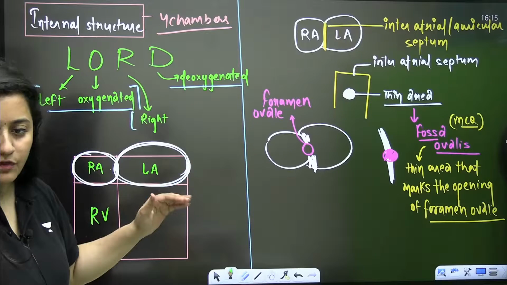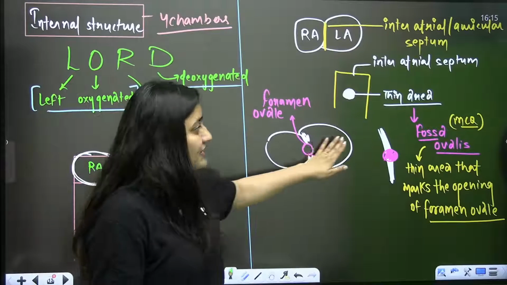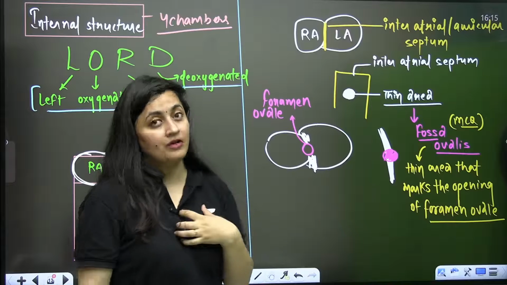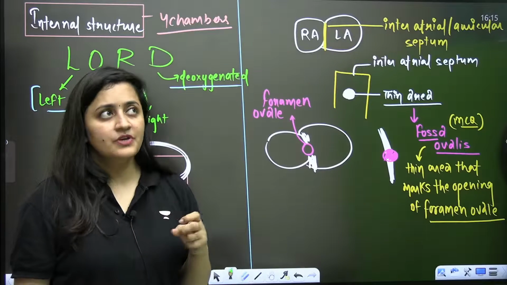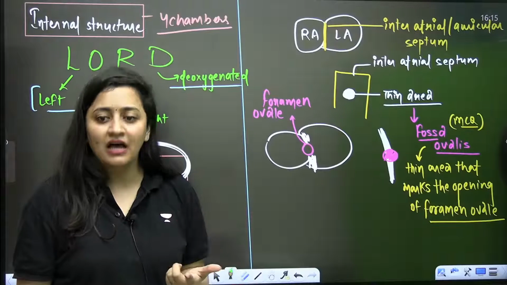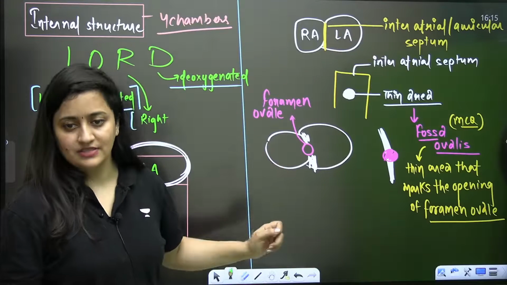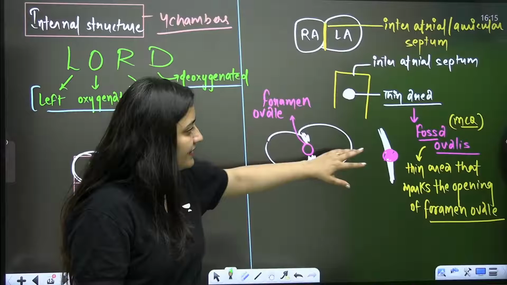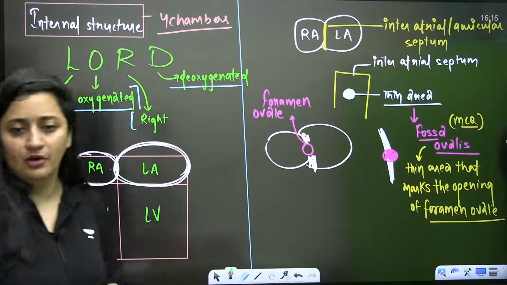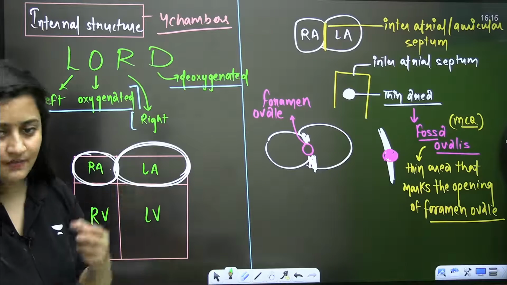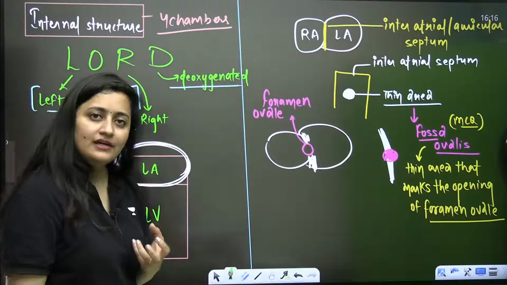Sure. So this is fossa ovalis. If this fossa ovalis will not close, if there will be an opening, obviously heart efficiency will be low, right? Sometimes we use this phrase that there is a hole in the human heart. So this is what we discuss. The fossa ovalis is a thin area marking the opening of the foramen ovale. So this is about the auricle part.